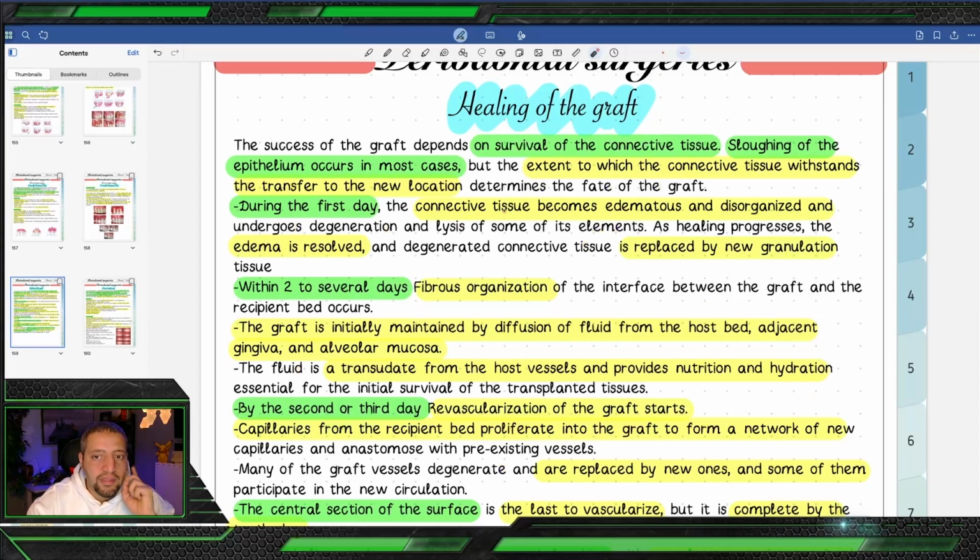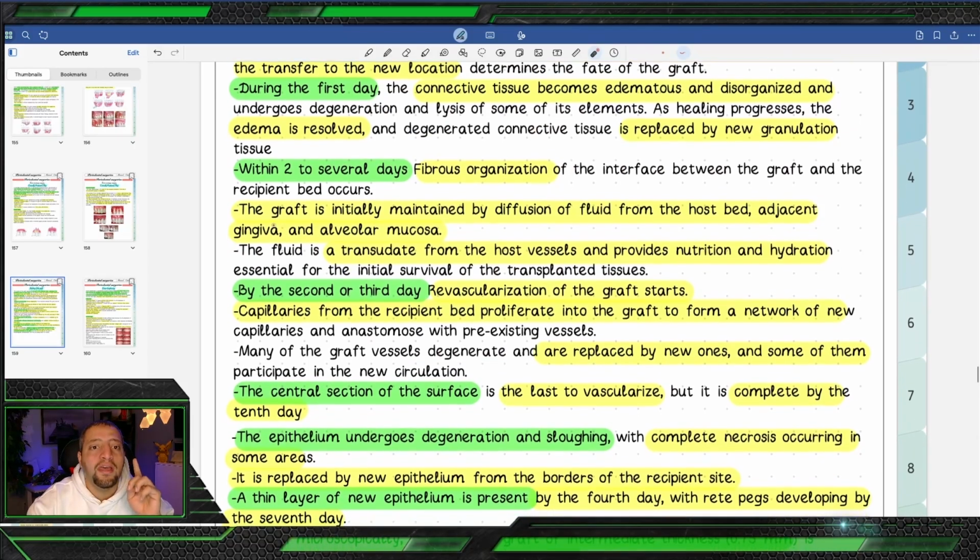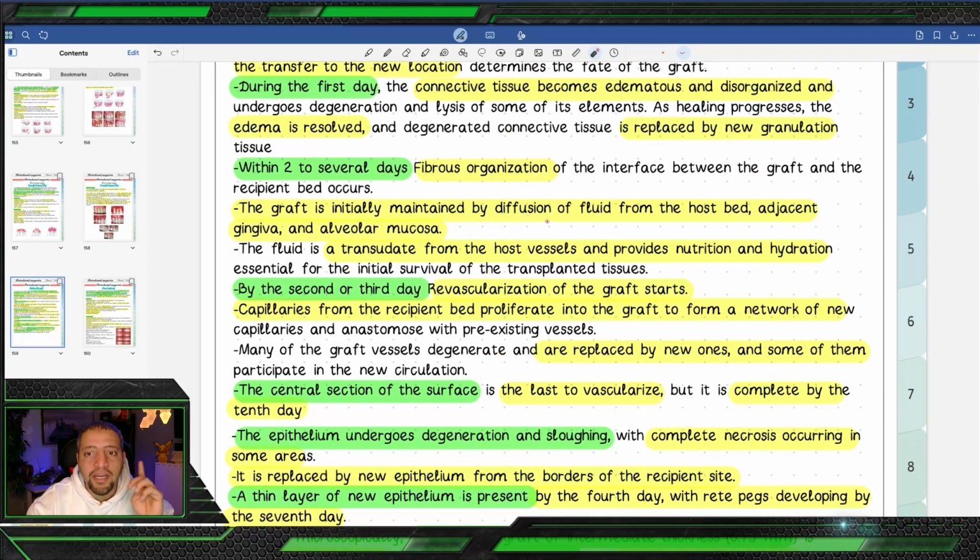During the first day, the connective tissue becomes edematous and disorganized and undergoes degeneration and dialysis of some of its elements. As healing progresses, the edema is resolved and degenerative connective tissue is replaced by new granulation tissue. Within 2 to several days, fibrous organization of the interface between the graft and the recipient bed occurs. The graft is initially maintained by diffusion of fluid from the host bed.